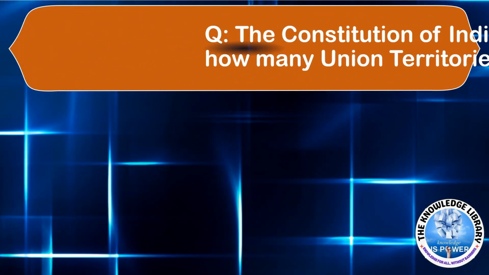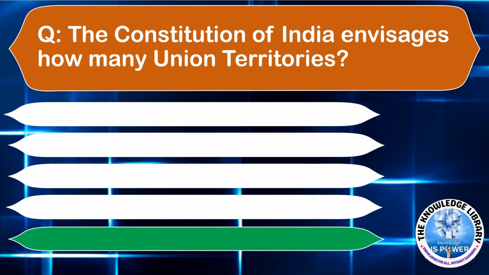The next question is, the Constitution of India envisages how many union territories? Option A 7, option B 8, option C 9. Correct answer is option B 8.